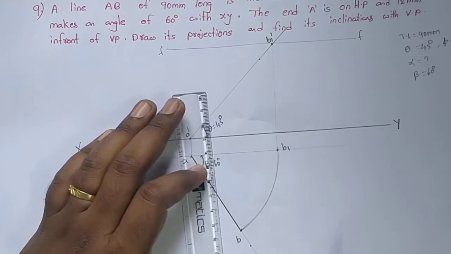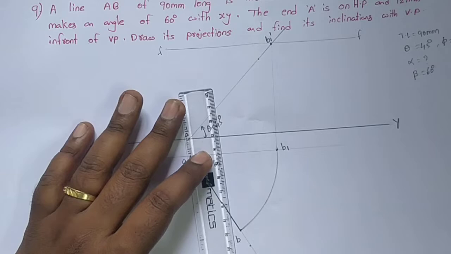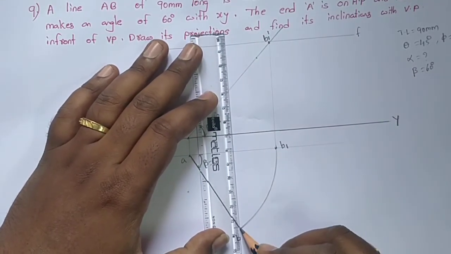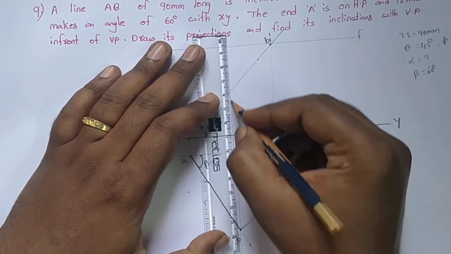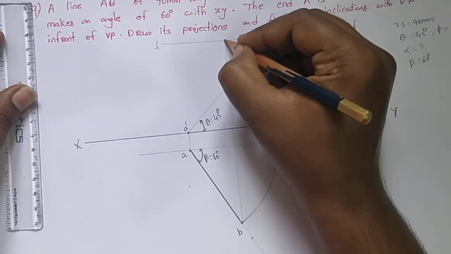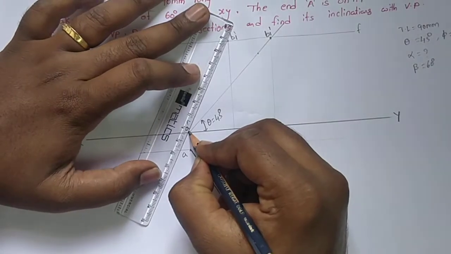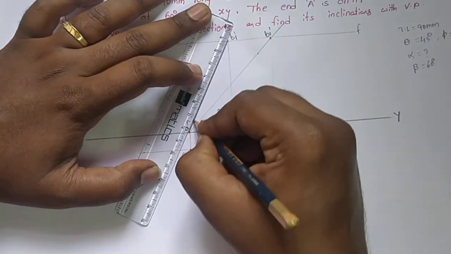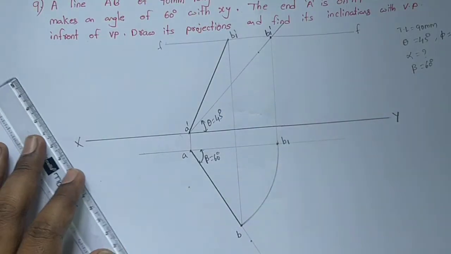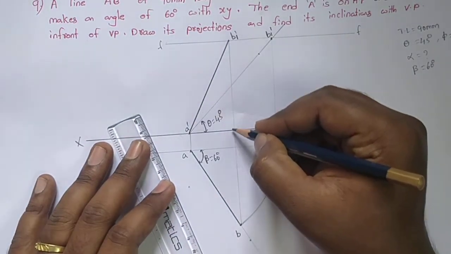Next, we know one condition: the front view and top view are in the same straight line, so from B draw one vertical line perpendicular to XY. It will intersect the front view locus at one point. That point is known as B1 dash. Join A dash and B1 dash to get the front view of the line. This is the front view and this one is the top view. It is the alpha.